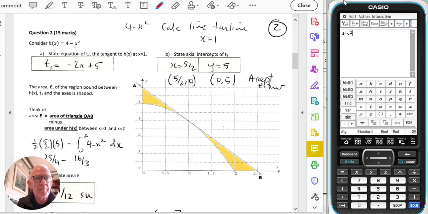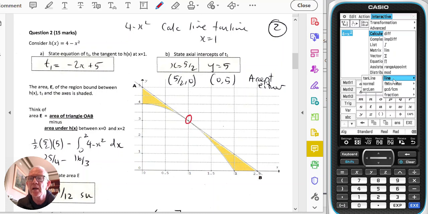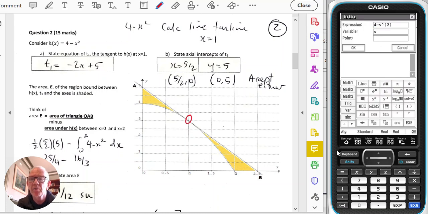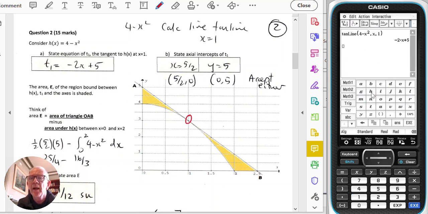Okay, question number 2 looks at this parabola and we're attaching a tangent at x equals 1, and they're stating the axial intercepts. Okay, so I've got 4 minus x squared. It's actually been drawn for me and the tangent's been drawn, and the tangent touches at x equals 1. Okay, so interactive calculation, tan line at x equals 1. And that gives me t1 equals minus 2x plus 5.